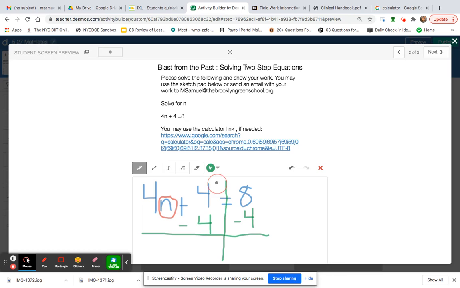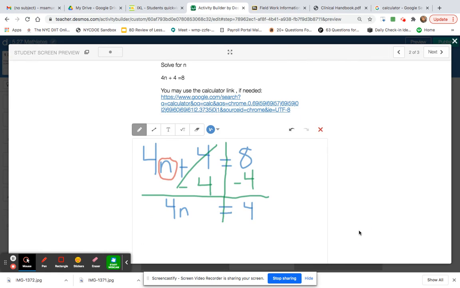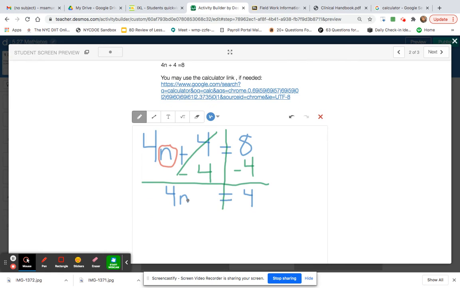Okay. So since these are opposites, we could cross them out. They cancel each other out. And we're just left with 4n equals 8 minus 4, which is just 4. Now notice that I'm back to one-step equations, what we've been doing now, right? So now I want to undo any multiplication or division.